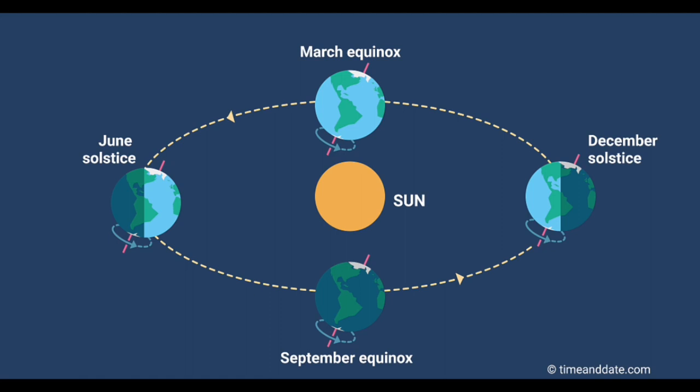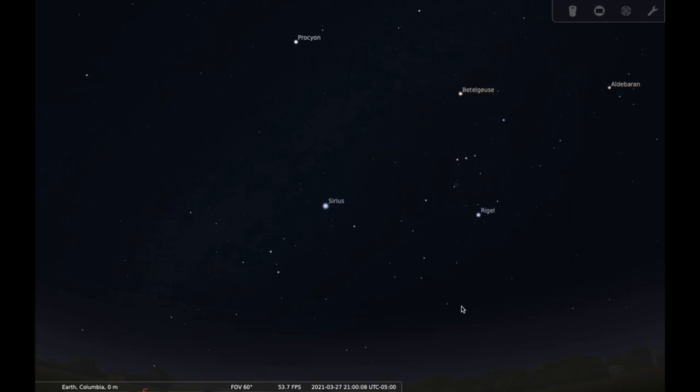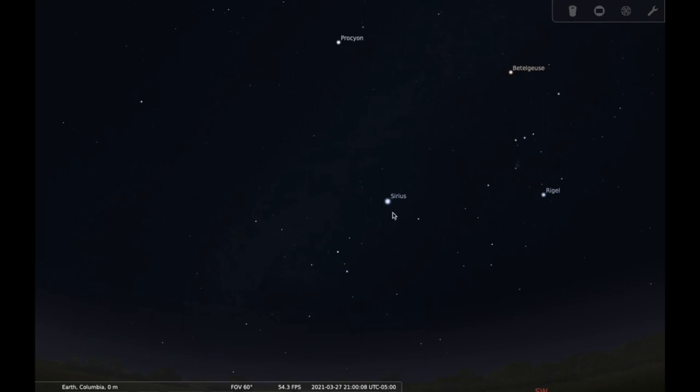Springtime also means that we have some new constellations in our sky, and old winter constellations are setting in the south and southwest. So first, we're going to look towards our southwest sky. We have our S for south and SW for southwest, and we have some named stars over in this area. In the southwest, we have Sirius, Rigel, Betelgeuse, and Procyon.